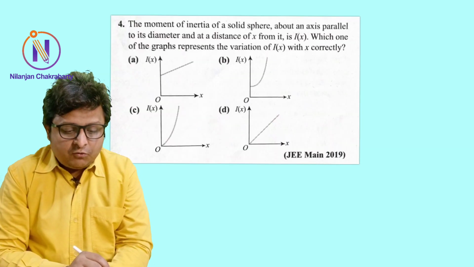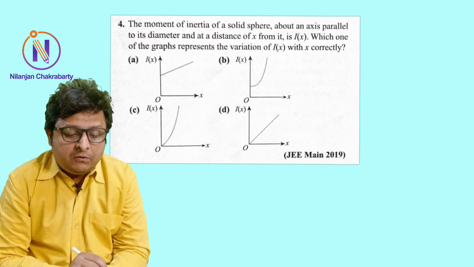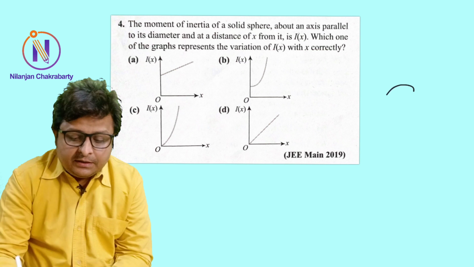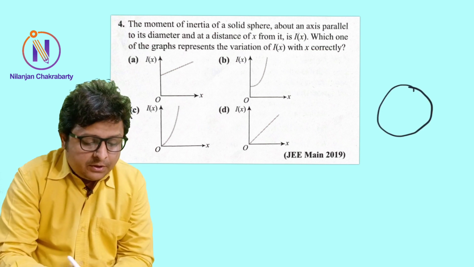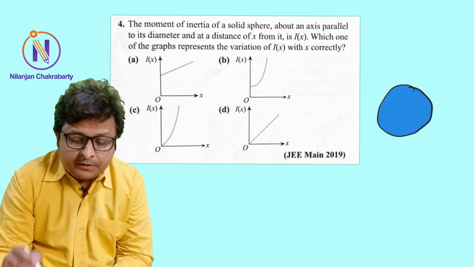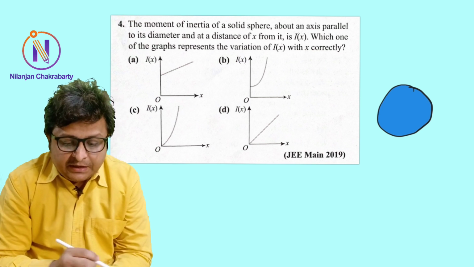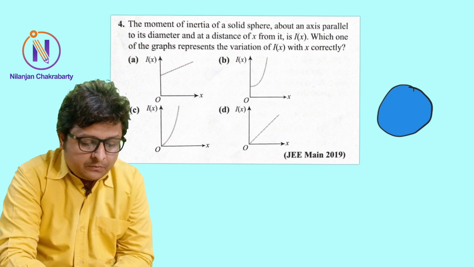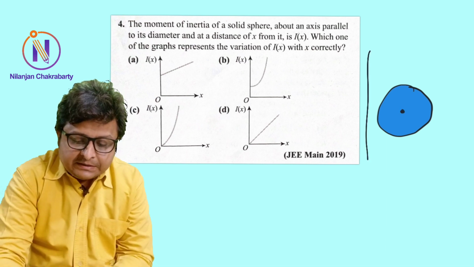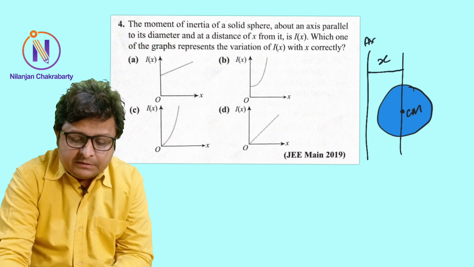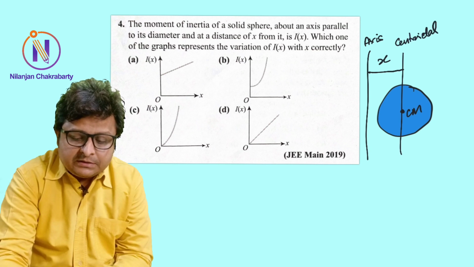Let us take one or two more problems. Let us take this problem. The moment of inertia of a solid sphere about an axis parallel to its diameter and at a distance x from it. It is not given whether the axis is outside or inside, whatever. So this is the centroidal axis, the axis through the center of mass, and this is one more axis at a distance x.